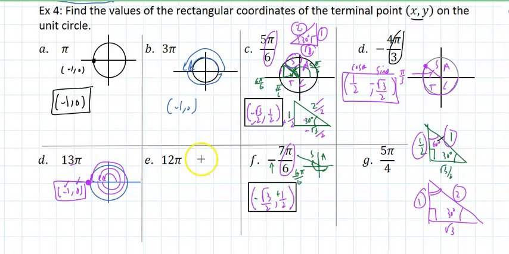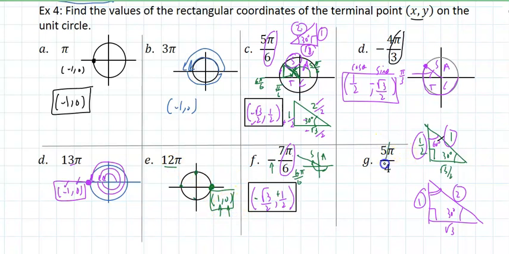How about 12 pi? So it's all going to be really down to where 12 pi is. Right there. If it's any of these points, it's a unit circle. Cosine of 12 pi is 1 and sine of 12 pi is 0.